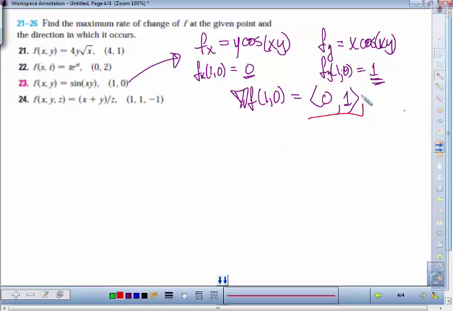So you can stop here and say this is a direction of maximum increase. Which means if you're standing on a mountain in the shape of sine xy and you're at the point 1, 0, then you would want to go the direction 0, 1. 0, 1 is like going in the y direction, right? In the j direction. So you would want to go in the y direction or north to get the maximum increase.